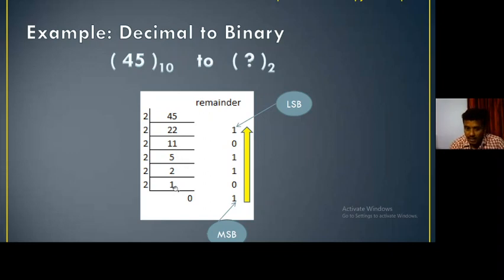How long do we do this? Until 0 and 1 comes at the end. Okay. Now 2 divides 11 how many times? 5 times and leaves the remainder 1. Clear? Now again 2 divides 5 two times, leaves the remainder 1. Again 2 divides 2 one time and leaves the remainder. I can stop here, so the number will be 1 0 1 1 0 1.